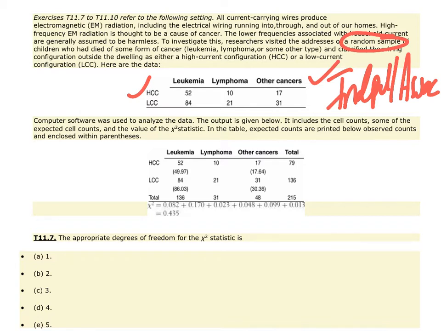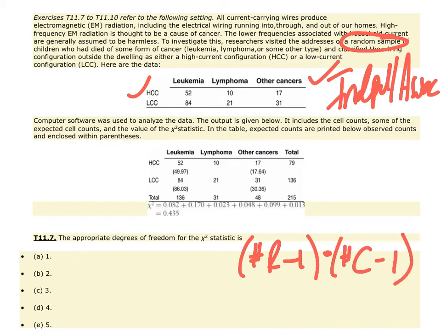So degrees of freedom for that, to calculate it, it's going to be the number of rows minus 1 times the number of columns minus 1. So in this case, we have 2 rows minus 1, and we have 3 columns minus 1. So our degrees of freedom is going to be 2.